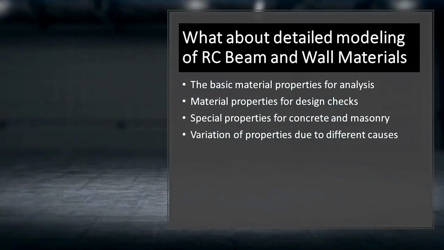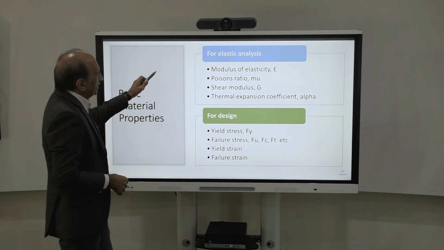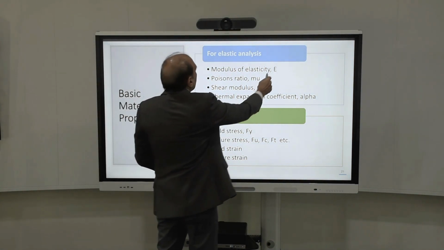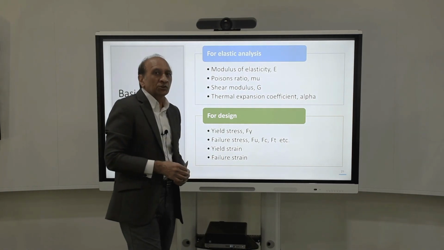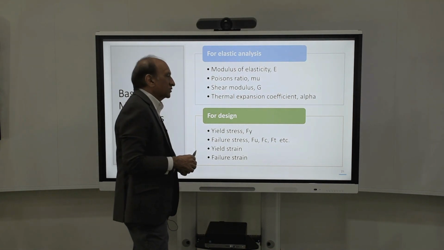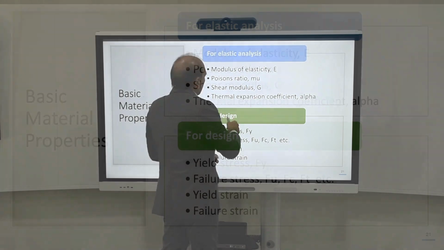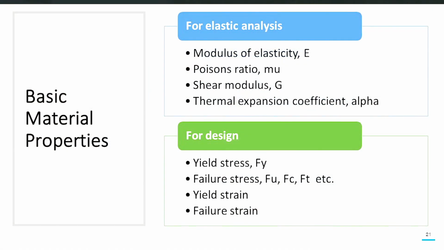We only look at the basic properties, but materials have many properties. So let's say for the materials we are looking at, for analysis we basically only need E, but we are already not sure which E we should use, because E keeps changing as the structure deforms or as the strain increases. The Poisson's ratio, shear modulus, thermal expansion coefficient, these are simple parameters that you could compute, even though they may be difficult to assess. I will come to that in a minute.